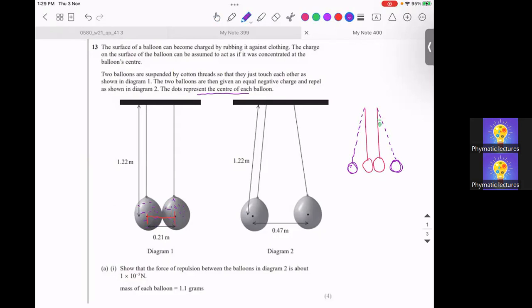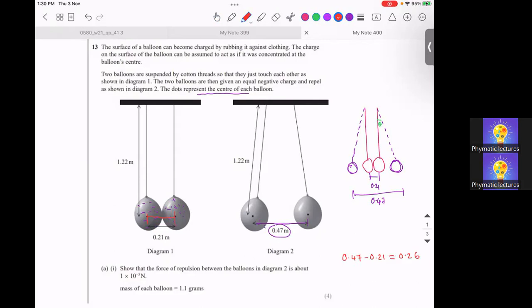So initially the distance between them is 0.21. Any doubt? Now the new distance is what? The total distance now after repulsion, what is the new distance? That is 0.47. So ultimately it shifted the difference between 0.47 and 0.21. So that is the distance shifted, correct? The difference between 0.47 and 0.21 is 0.26. So that is the total distance shifted.